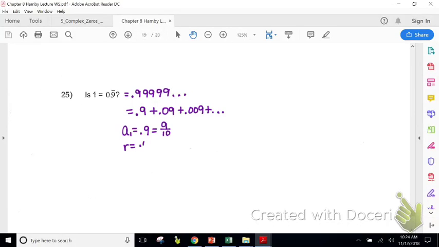Okay, my common ratio. Did you get 1/10? I'm checking: 0.09 divided by 0.9. It does equal 1/10. You're right. All right, so my first term over 1 minus my common ratio.